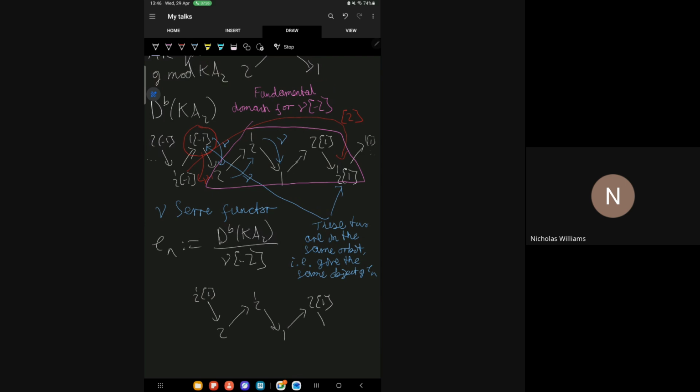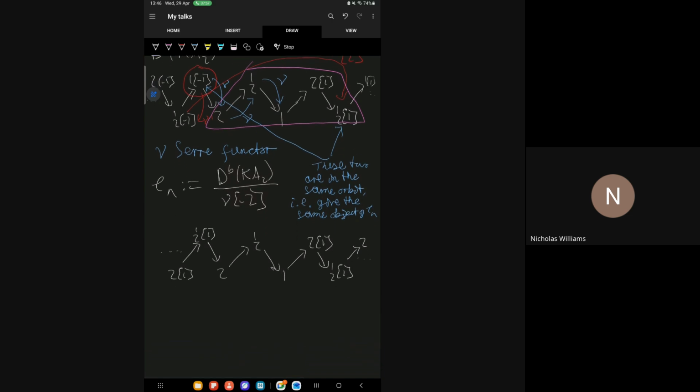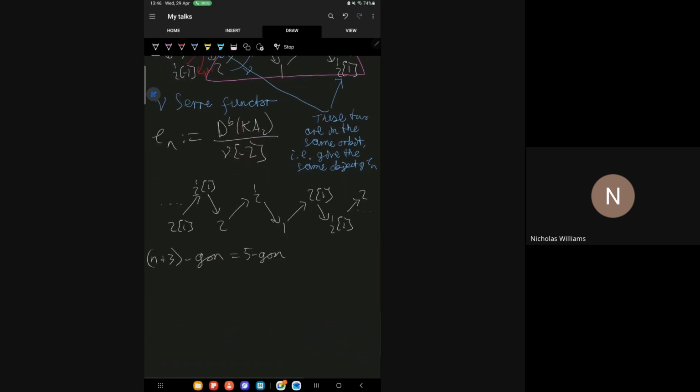So I can draw the Auslander-Reiten quiver of the cluster category like so. It just cycles back round. It has these 5 indecomposable objects. So of course, if we look at our n+3 gon, then in this case, this is a 5 gon, i.e. a pentagon.